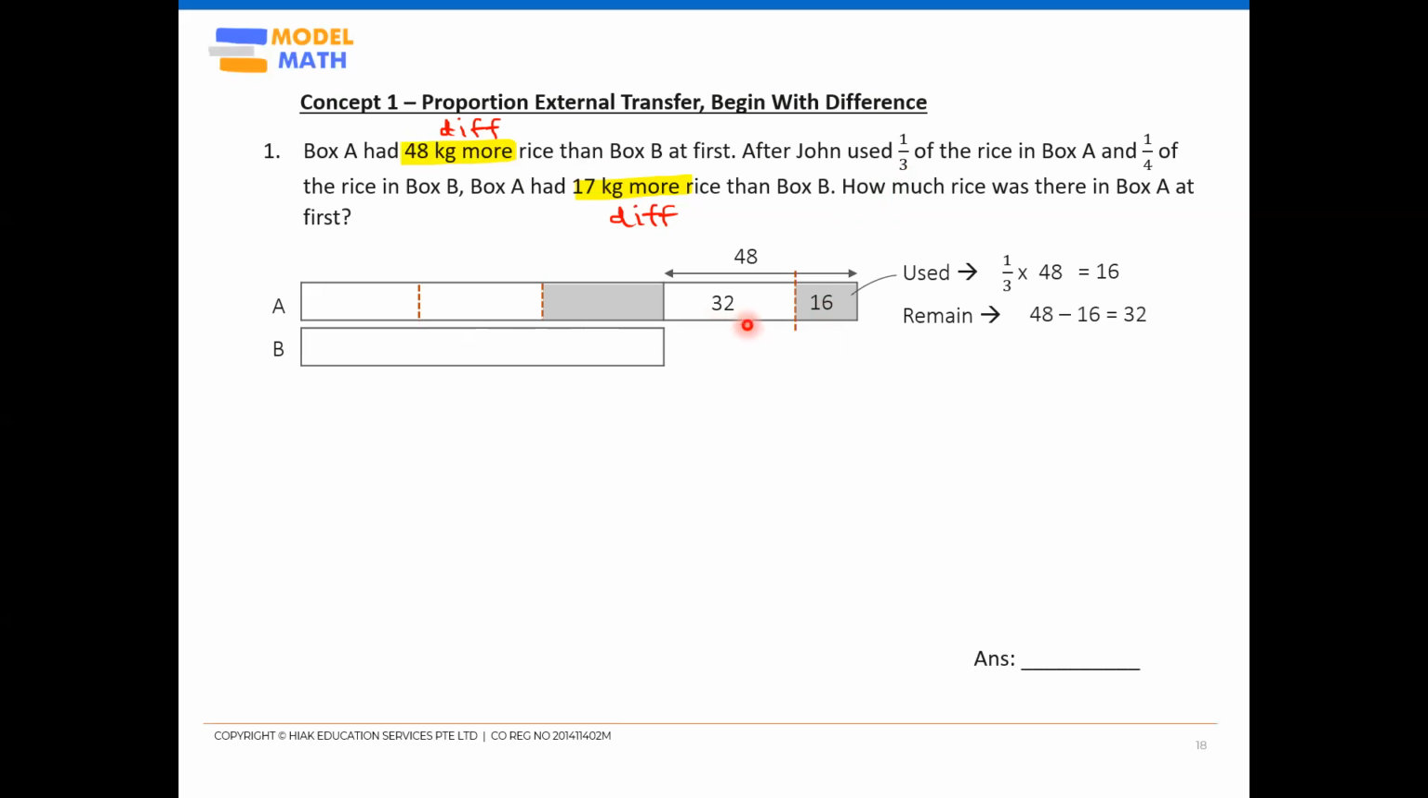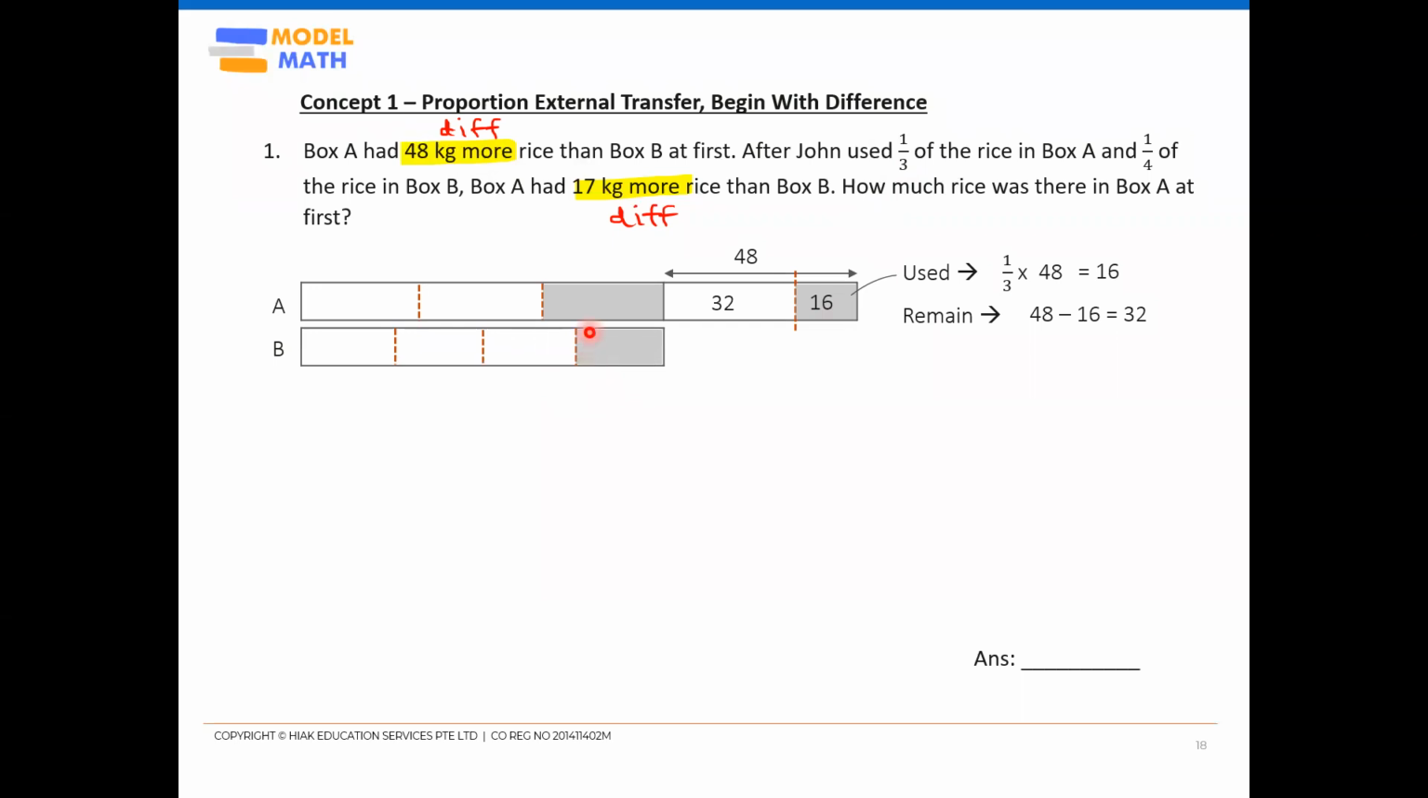Okay, so let's go on to box B. For box B, he used a quarter of the rice in B. A quarter of the rice in B means the whole of B, I am supposed to cut into 4 parts. And of course, this is easy to cut, because there's no extra difference outside the model. So safely, you can just cut it into 4 equal parts, and of course, out of 4 parts, shade away 1 portion.